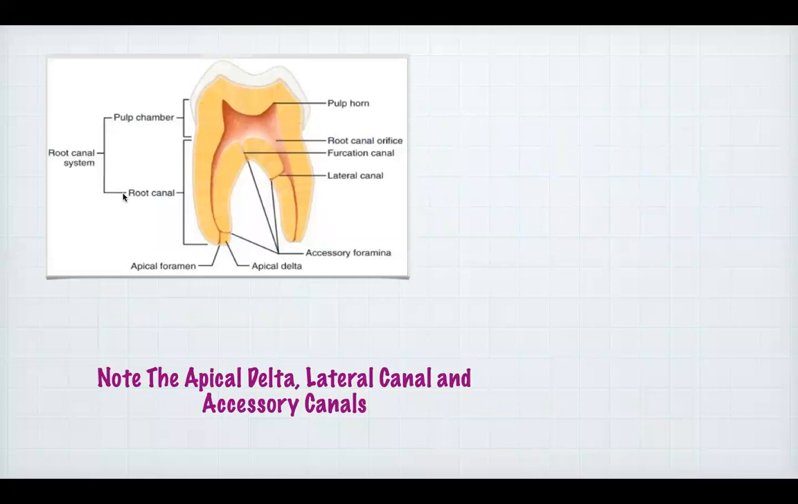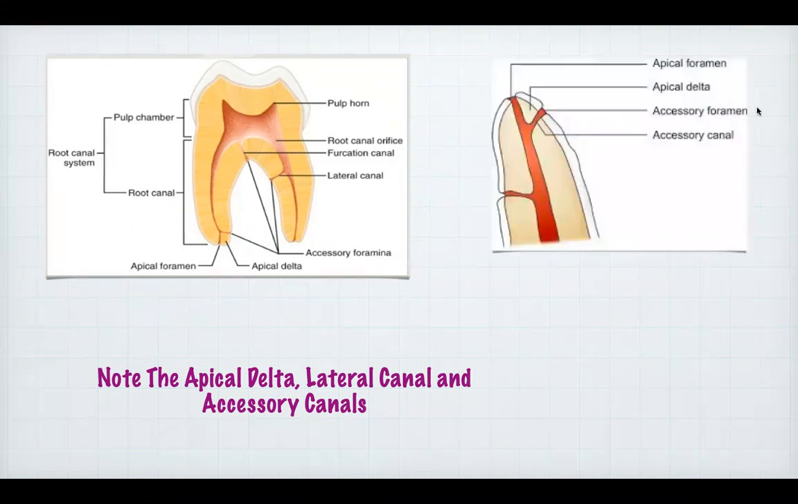As discussed earlier, the root canal system can be divided into the pulp chamber and the root canal. So in this video, I'll be focusing more on the apical portion of the root canal system. When we zoom in, we can see different structures: the accessory canal, the accessory foramen, apical delta, apical foramen, and the lateral canal.